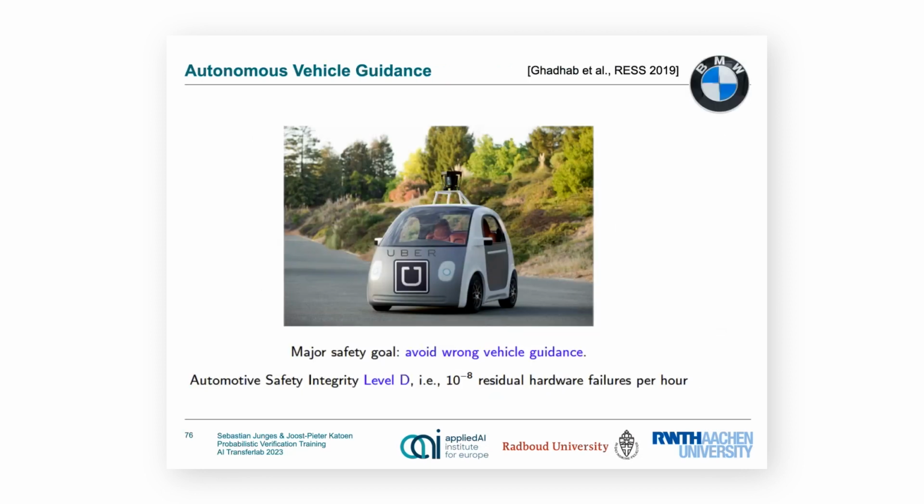As a second example, I would like to refer to an industrial case study we did with BMW, and this is about autonomous vehicle guidance. For those autonomous vehicles, there are the ISO standards 26262, and they define different automotive safety and integrity levels. And here we're going to talk about level D, which is one of the levels in which the number of residual hardware failures per hour needs to be extremely low, 10 to the power minus 8. So this is highly safety critical.